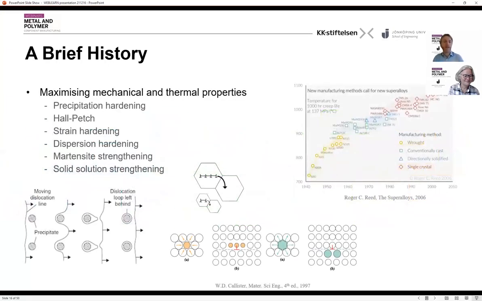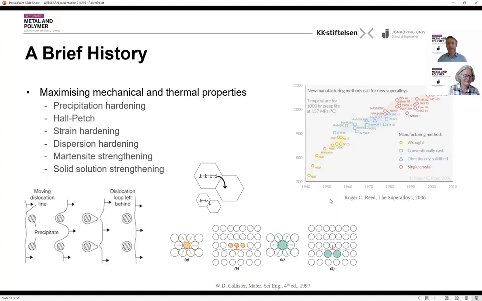Currently though, most alloys are tailored to try and maximize the mechanical properties and thermal properties by a series of mechanisms such as precipitation hardening, solid solution hardening, martensitic strengthening, things that we've known since the 50s. And these are ways of, I guess, controlling dislocation movements to improve the mechanical properties for some very specific applications.